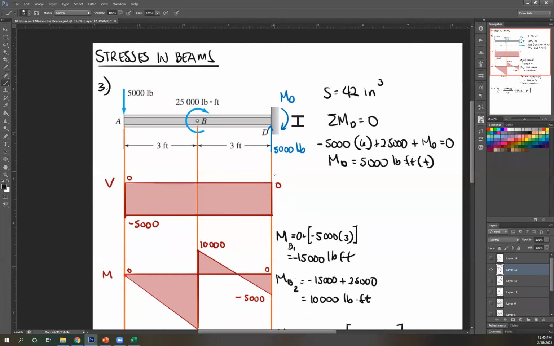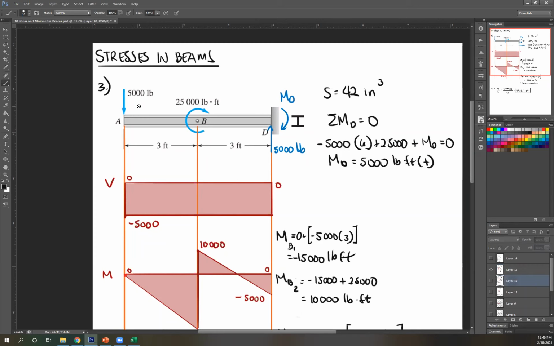Therefore, the reaction at this end would be upward to counter that. So the reaction at D is 5,000 pounds. Next, the moment. Same thing. This is clockwise, so I'm going to assume that the reaction here is clockwise. Assuming it's clockwise, again take the summation of moments at the fixed end equals 0.